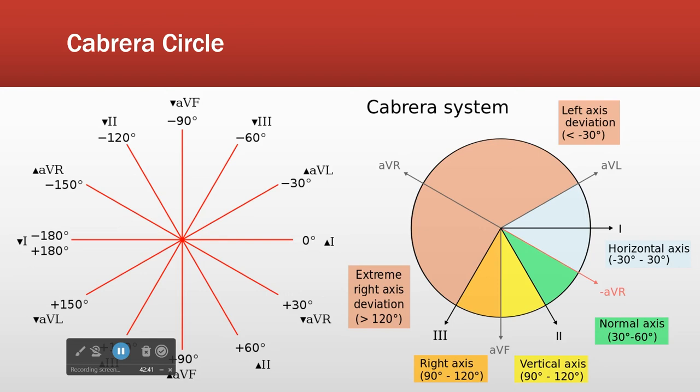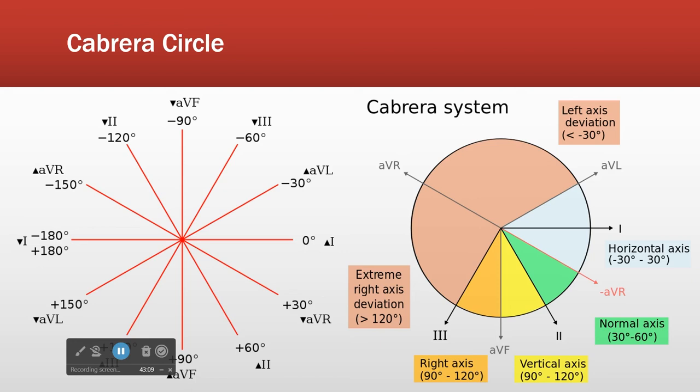So we can assess what's called the axis of the EKG. The axis is simply what is the direction of that electrical vector. The normal axis is 30 to minus 60, just like we've been talking about, down that way, right? But in different disorders, that vector can move up or down.